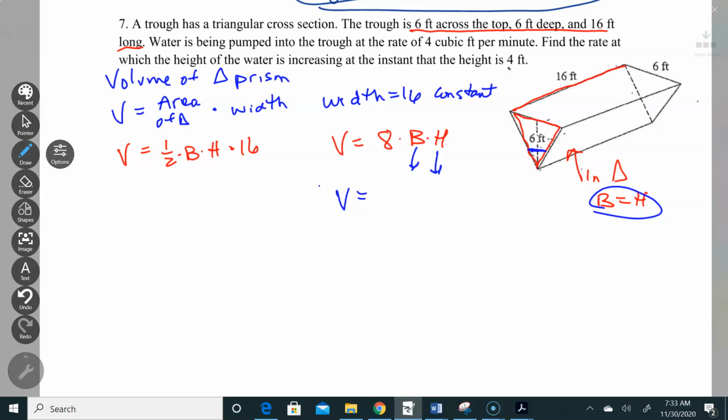oh, I'm going to get rid of that. Get rid of that one. I want everything in h. It's 8 times h squared, because I can get rid of that base, because I'm trying to figure out the height, because I know the height is equal to 4.